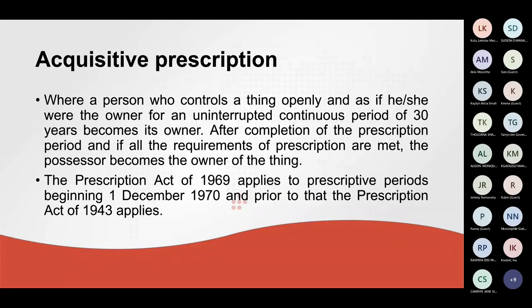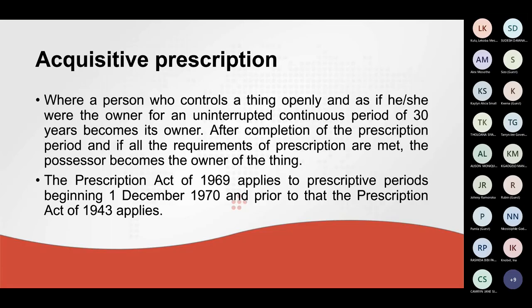Now, this isn't the only example. Please see your study guide for further examples of how you can acquire ownership by means of prescription. After completion of the prescription period, and if all the requirements of prescription are met, then you become the owner of the thing, or in the case of the servitude, you have obtained a limited real right with regard to the right of way.